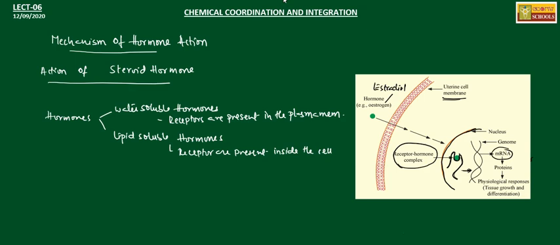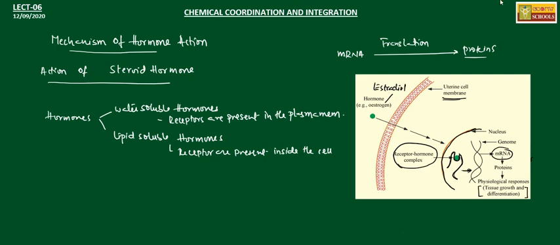So we know transcription is a process that results in the formation of RNA molecules from DNA. When the hormone receptor complex binds to a specific part of the DNA, it results in transcription and formation of mRNA. The mRNA undergoes the translation process, and then it results in the formation of specific proteins, and that protein will bring about the physiological response.